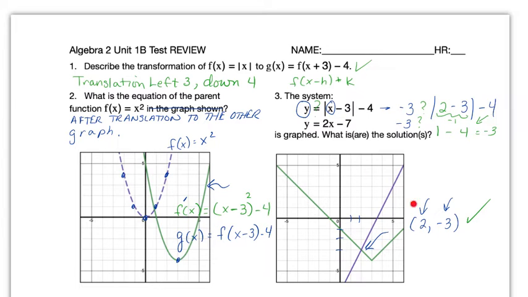I'll put my x value of 2 in here for x. 2 times 2 is 4. And 4, take away 7, is negative 3, which should be the y value. It is. And so that point (2, negative 3) is certainly the solution to the system.